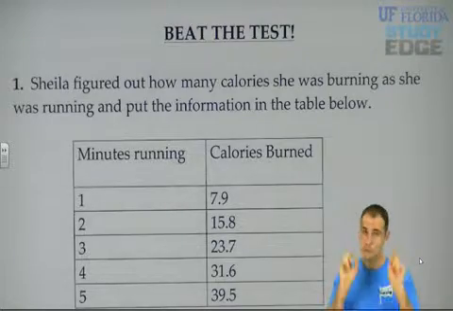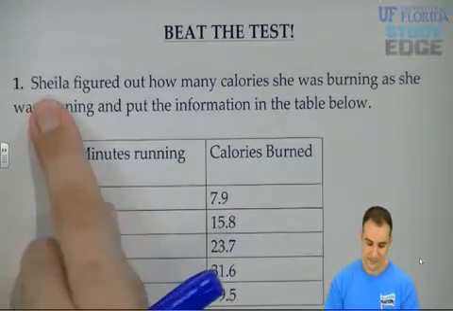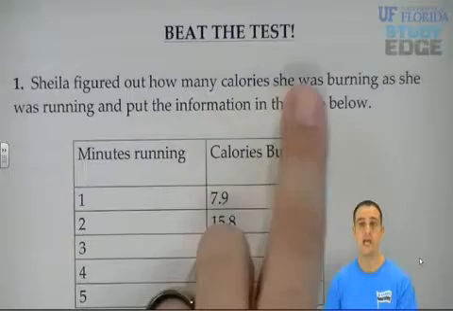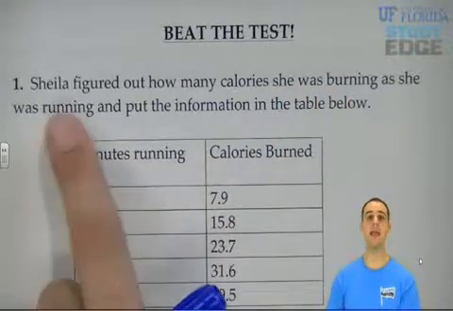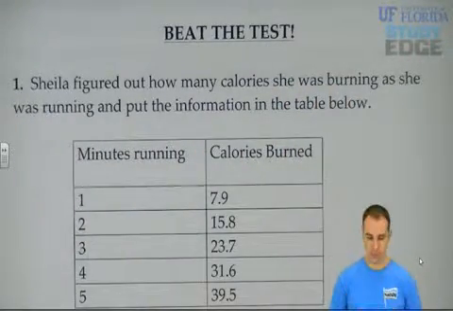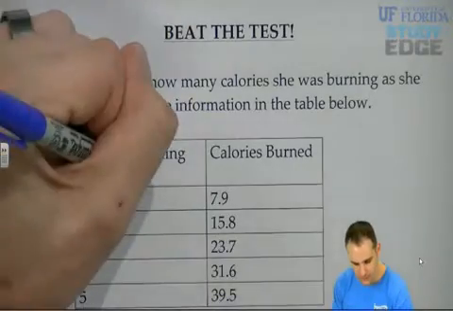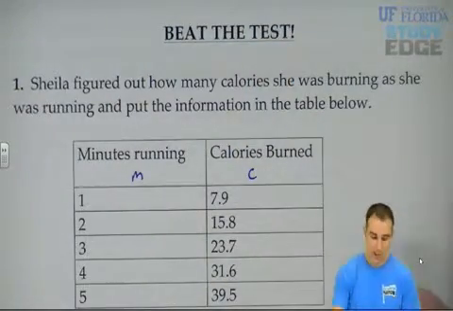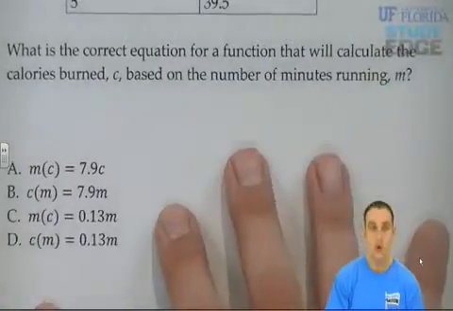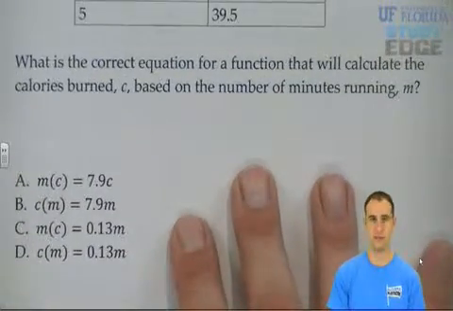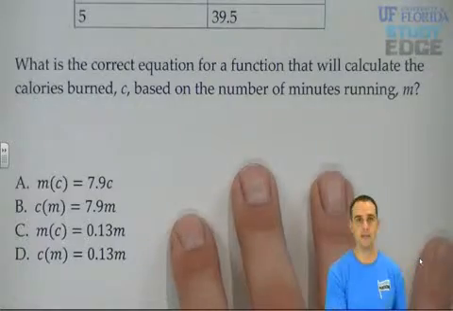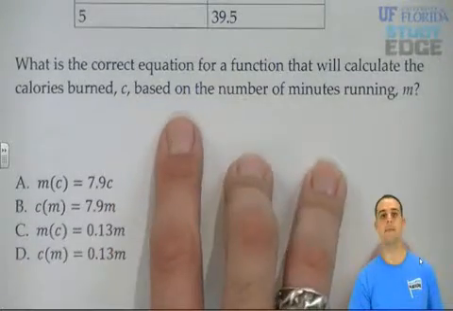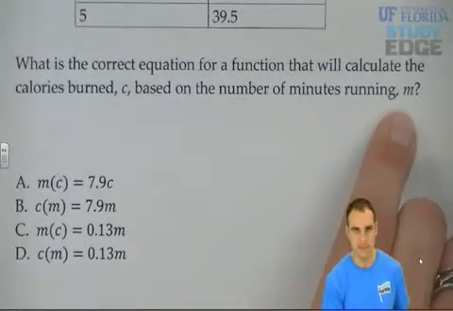Here we go. Two questions. Sheila figured out how many calories she was burning as she was running and put the information in the table below. Minutes running, we use the letter M. Calories burned, we use the letter C. The question says, what is the correct equation for a function that will calculate the calories burned C based on the number of minutes M?